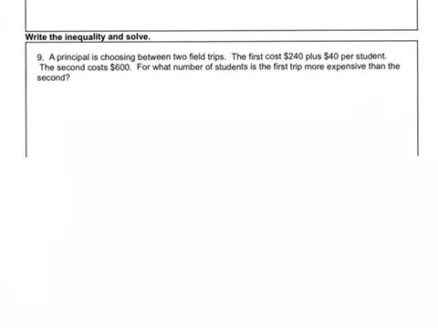Problem 9 asked me to write the inequality and solve. So a principal is choosing between 2 field trips. The first is 240 plus 40 per student. The second is 600. For what number of students is the first more expensive than the second? So if I write it in words first, where is the first more expensive or greater than the second?